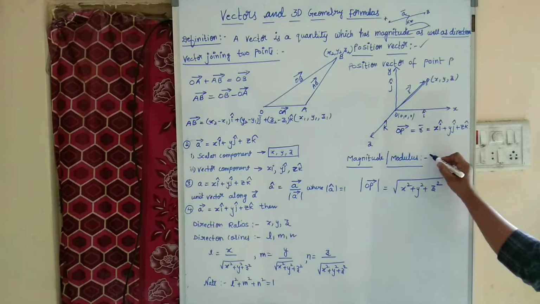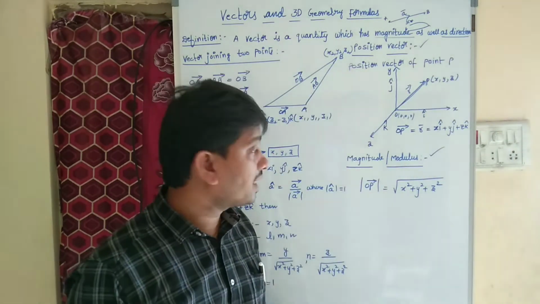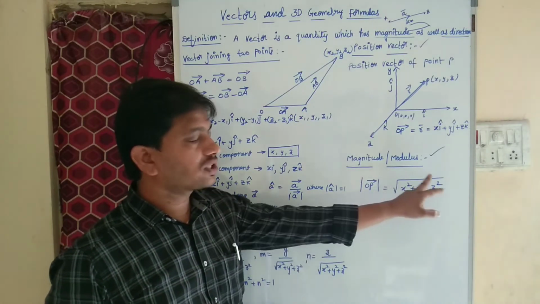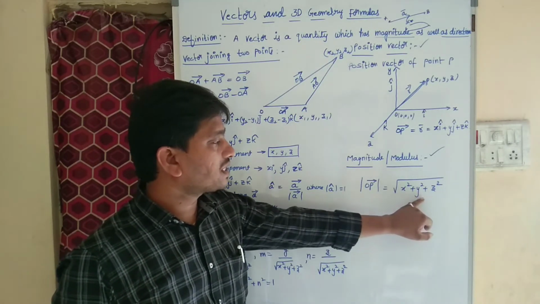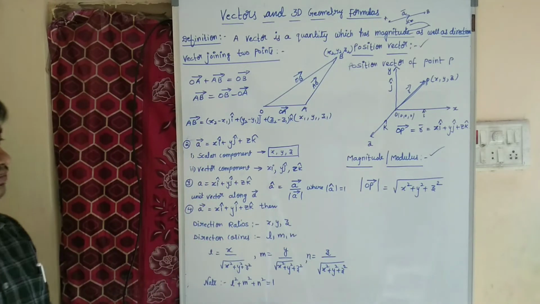And what about the magnitude? OP bar, we can also call it modulus. Mod OP bar equals square root of x square plus y square plus z square. So that is our modulus.